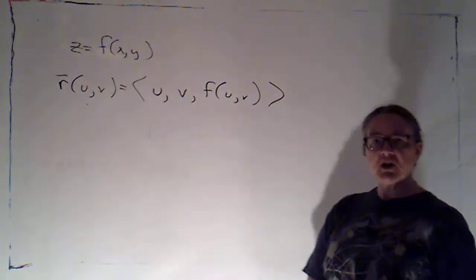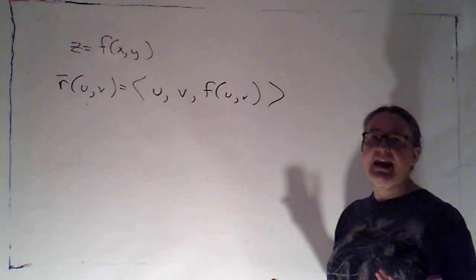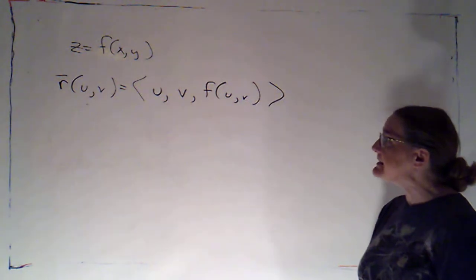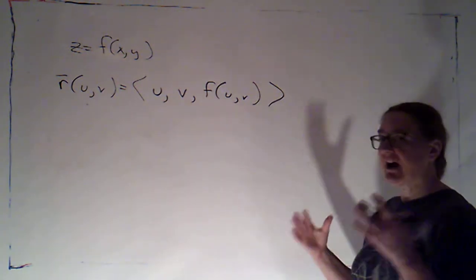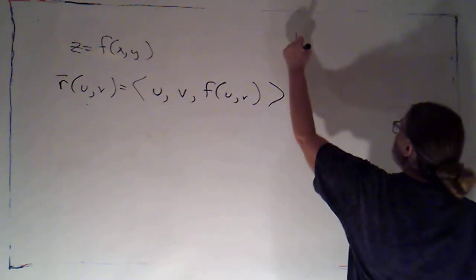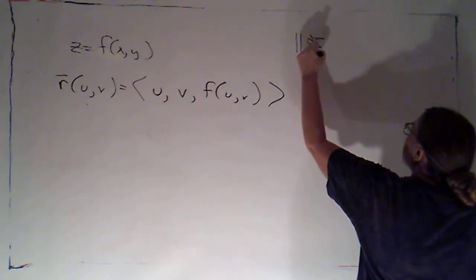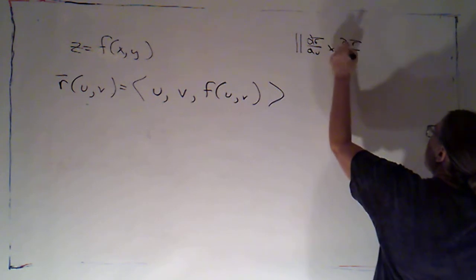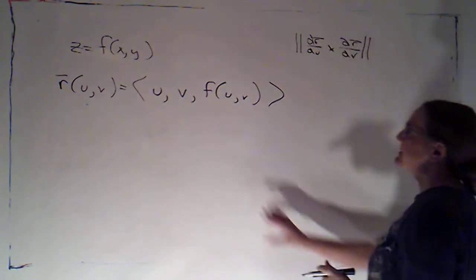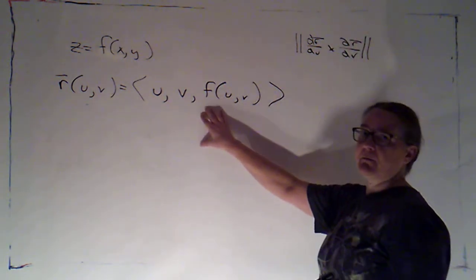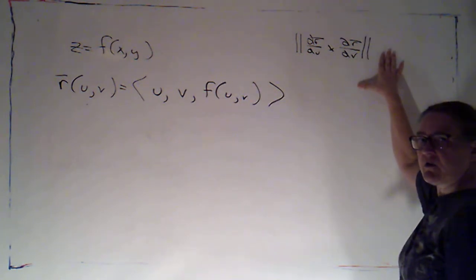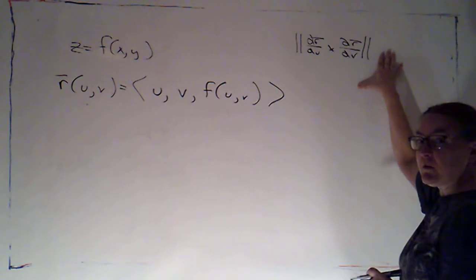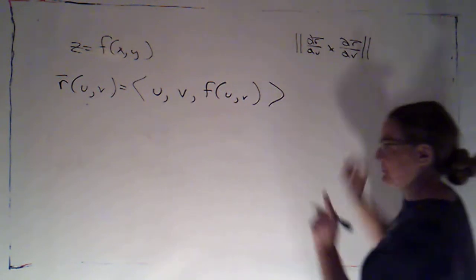What I want to do is just work through what our scaling factor is in switching from dS to dA. Okay. I know it's going to be the magnitude of del r del u crossed with del r del v, but this is such a common form of the parametrization that I might accidentally memorize the result, especially because we've actually seen it before. Okay?